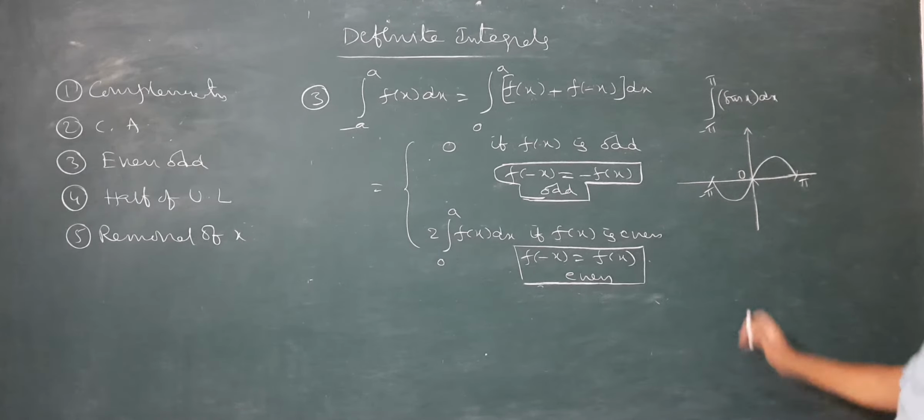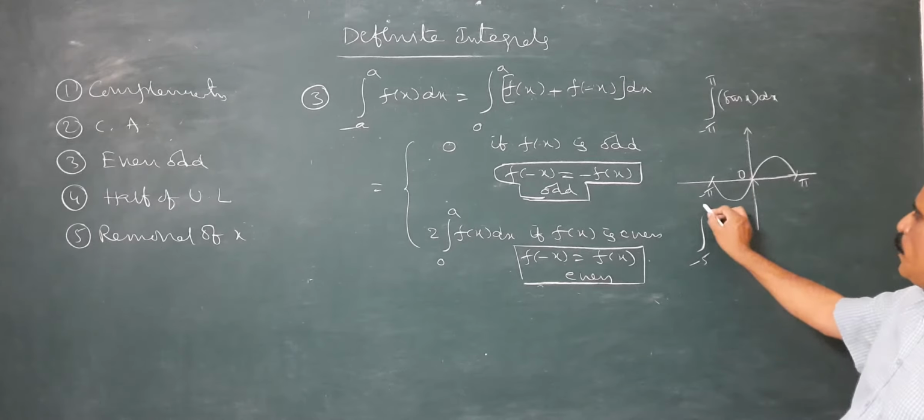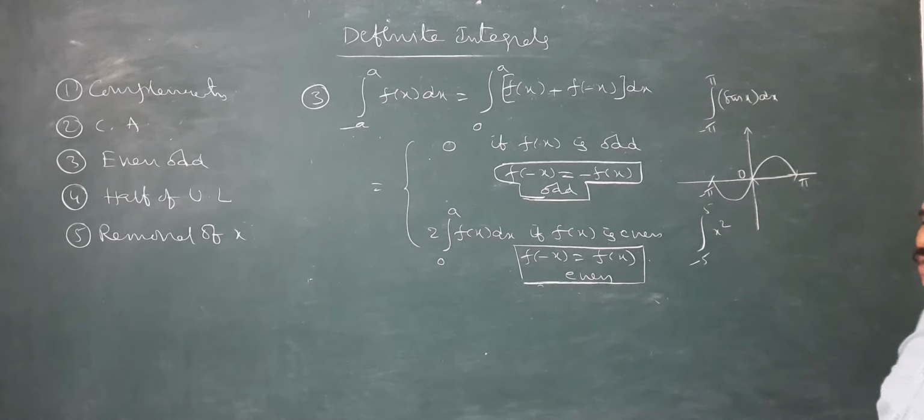For example, an even function: integral minus 5 to 5 x square dx. Look here, observe this graph.